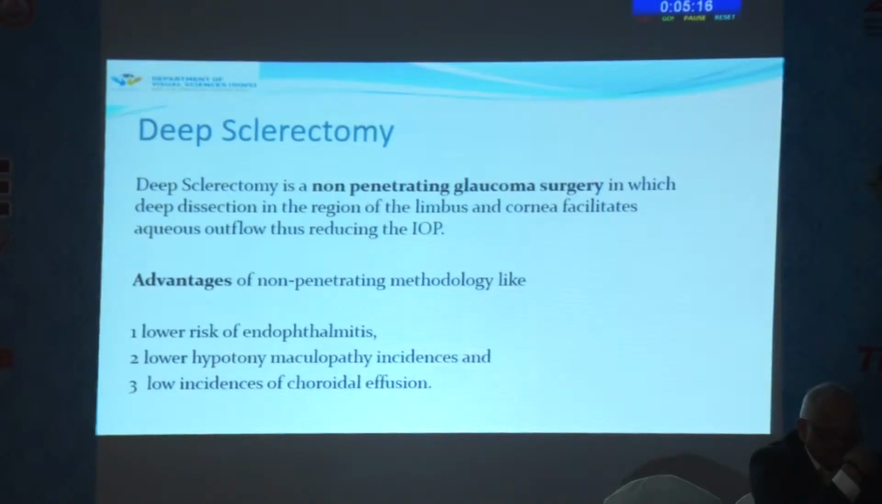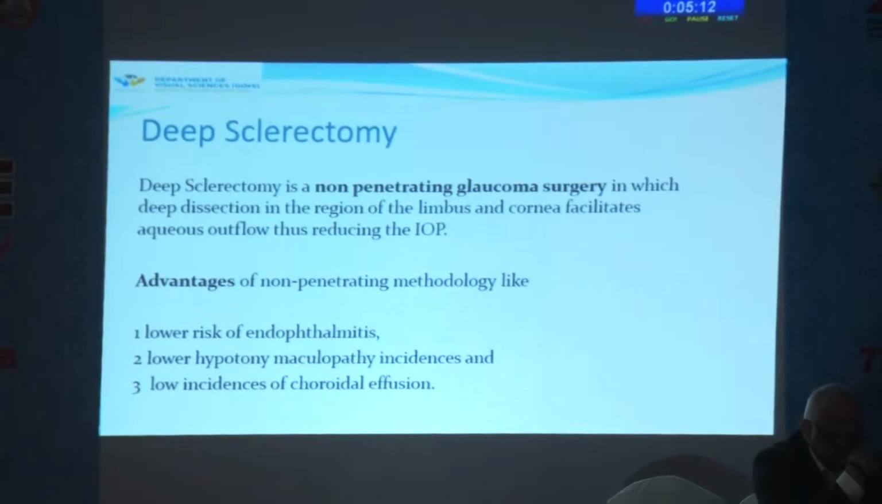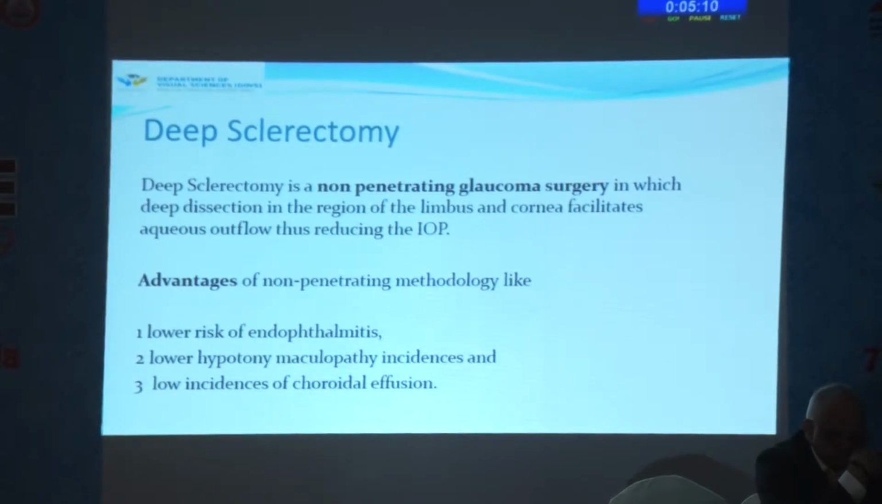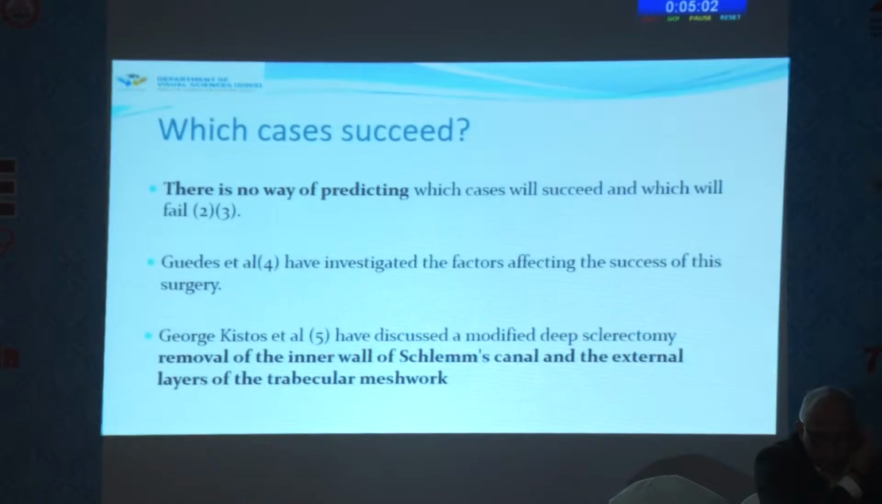Deep sclerectomy is a non-penetrating glaucoma surgery in which there is deep dissection in the region of the limbus and cornea, which facilitates aqueous outflow. It has its advantages of low risk of endophthalmitis, hypotonic maculopathy, and choroidal effusion. However, there is no way of predicting which cases succeed.